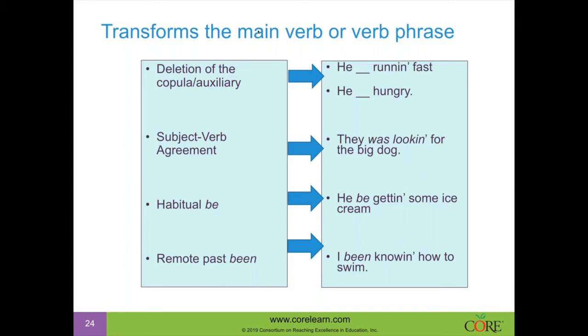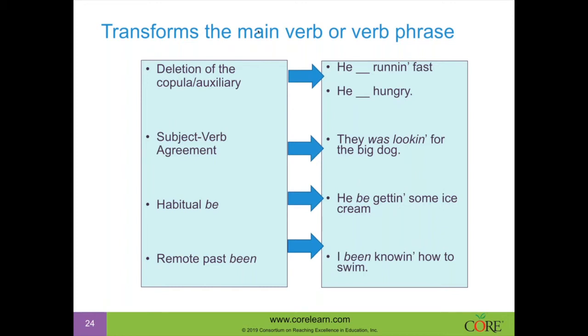And so anytime you see be, you should be able to put at the end of the sentence all the time. So he be getting some ice cream means he be getting some all the time, not just he is getting some. So it has a particular meaning and a particular use. And remember, it's oral language. Remote past been, I've been knowing how to swim.